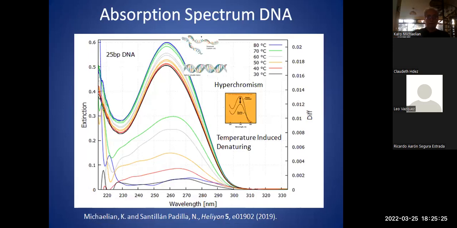Okay, so this is the absorption spectrum of DNA. This is 25 base pair DNA, which we had produced in the Institute of Physiology in the UNAM. And we can make any DNA we like. We can invent the sequence and just ask them to produce this sequence, double-strand DNA for us. And they did that. And then this is the result of the absorption as a function of wavelength.